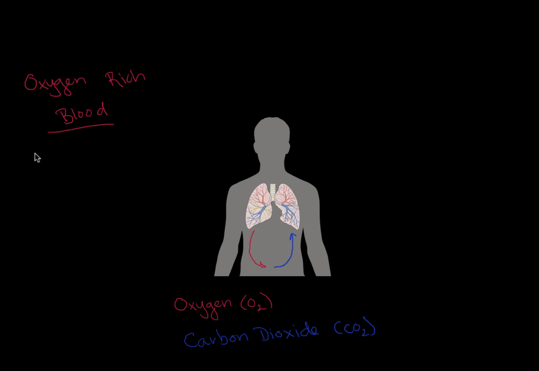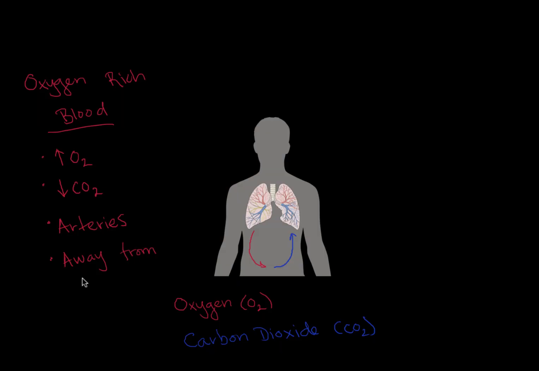And oxygen-rich blood, of course, has lots of oxygen. Again, that's O2 for short. And it also has low levels of carbon dioxide. And this oxygen-rich blood usually travels through blood vessels called arteries. And these arteries usually carry the blood away from your lungs.